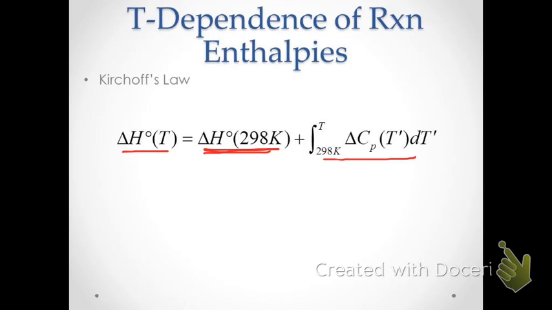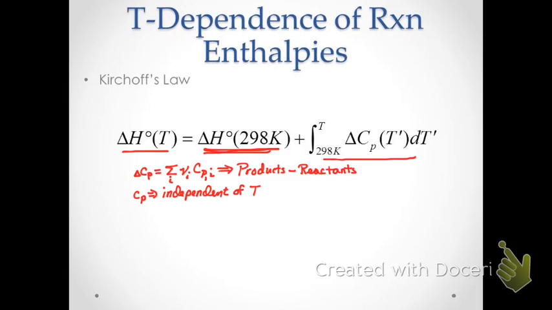Where in the integral, we have this term delta Cp. And delta Cp takes on the same meaning as delta H and delta U, in that it's simply the heat capacities of the products multiplied by their stoichiometric coefficients minus the heat capacities of the reactants multiplied by their stoichiometric coefficients. We have the same thing here. So we are going to have the change in heat capacity that occurs during the reaction in the integral.